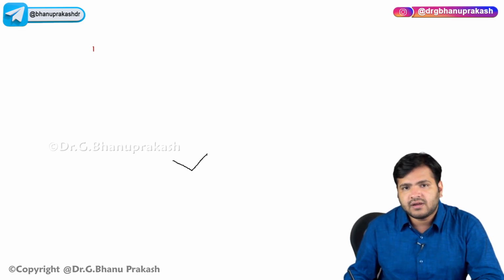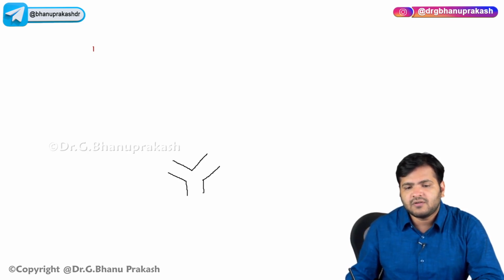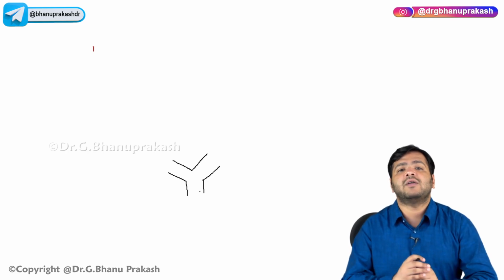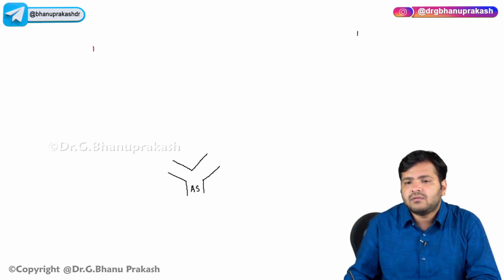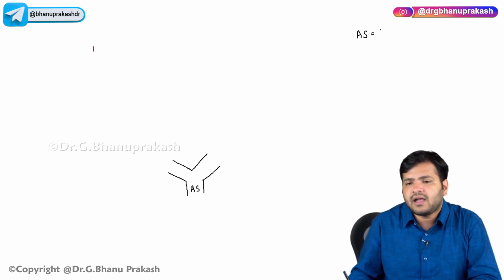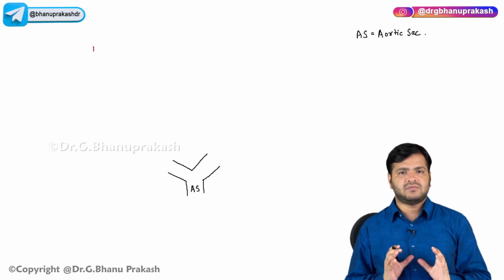Now this truncus arteriosus divides into two parts, right? The topmost part of the truncus arteriosus is called the aortic sac. I am writing AS like this. So over here, mention it, it is the aortic sac. It is the part of the truncus arteriosus only, right?